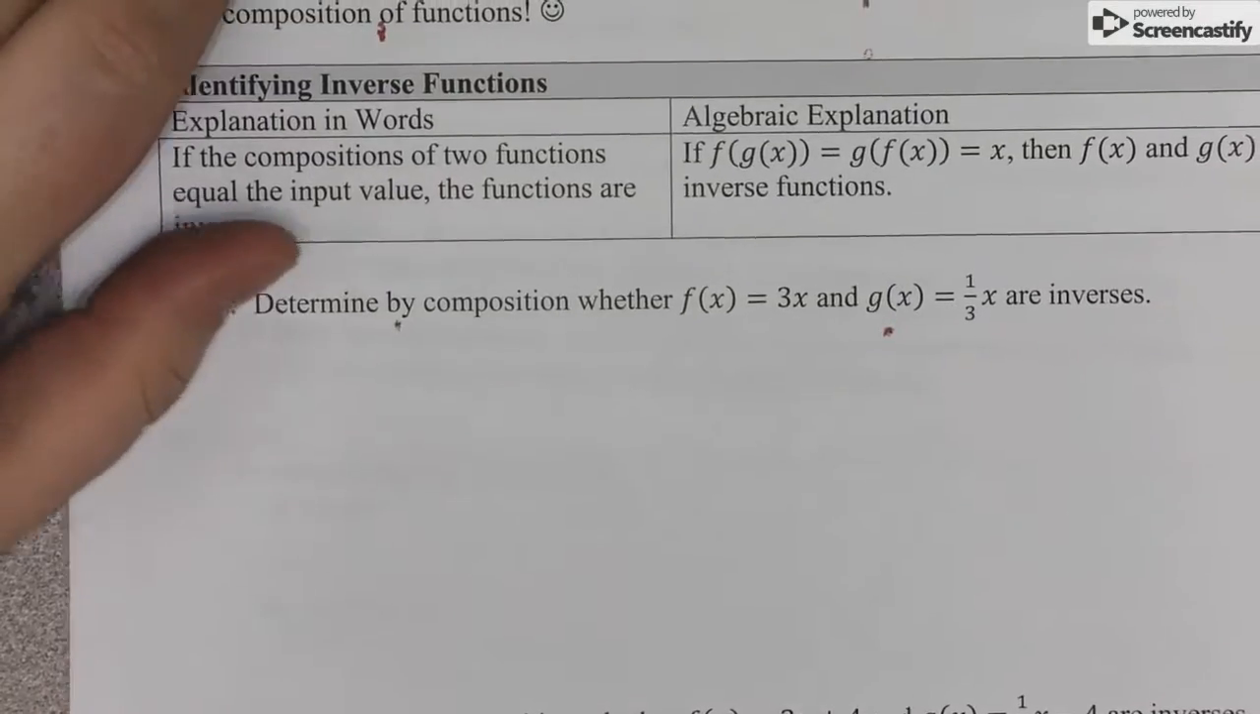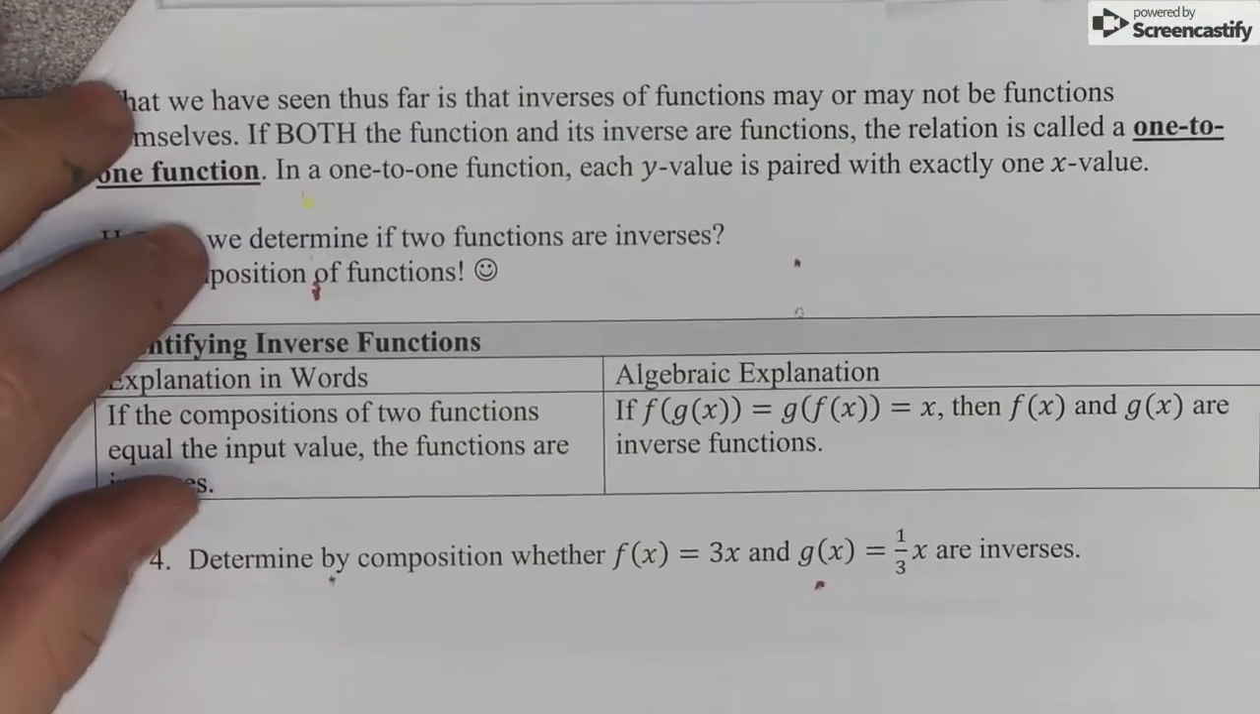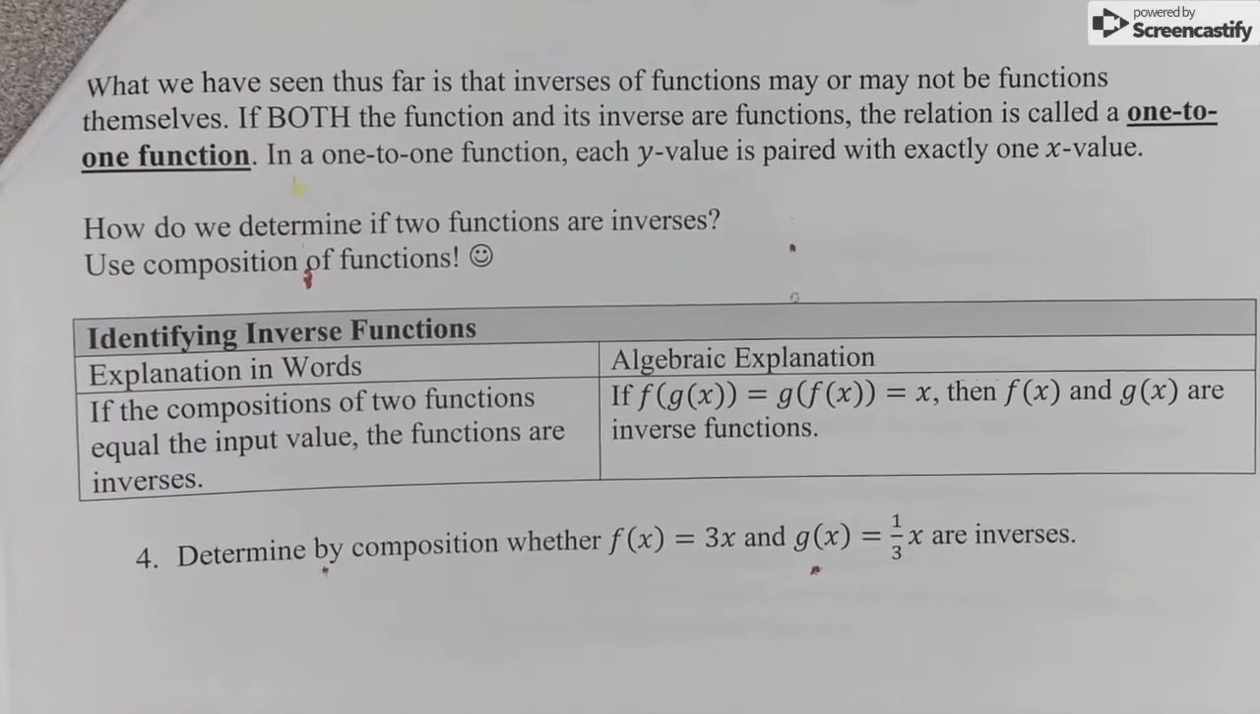So the next page. What we've seen thus far is that inverses may or may not be functions themselves. If the original thing is a function, you're not guaranteed that the inverse is a function, so you do have to check that by using the graph. If both the function and its inverse are functions, then we call the relation a one-to-one function. In a one-to-one function, each y value is paired with exactly one x value. So we're just giving this a name.